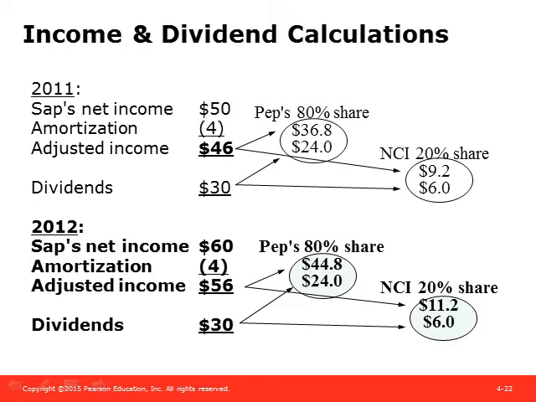And now let's focus on the bottom part of this slide where we see that 2012 SAP's net income we're told was 60K. We have to adjust it for the 4K amortization of patents to get to an adjusted income of 56K. When we split that 80/20, that says that 44.8K of that SAP's income belongs to PEP and 11.2K, or the difference between 56 and 44.8, belong to the minority or non-controlling interest. And then we are told that dividends of 30K were paid, and so again, based on an 80/20 split, we get 24 to PEP and 6K to the non-controlling interest.